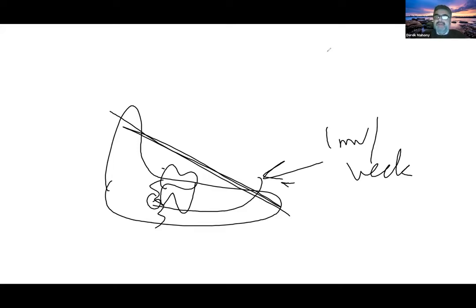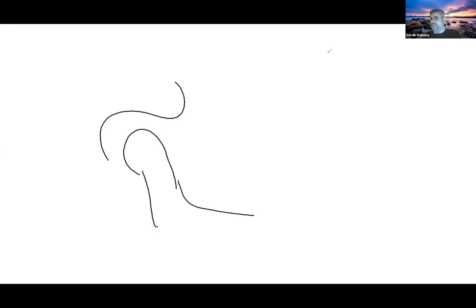In a normal mandible, it's all about joint fossa relationship. So that is, right.